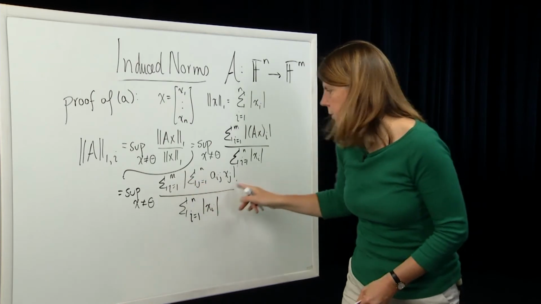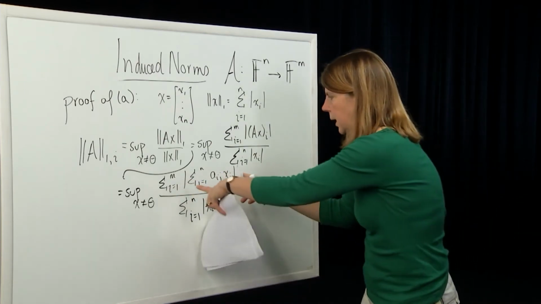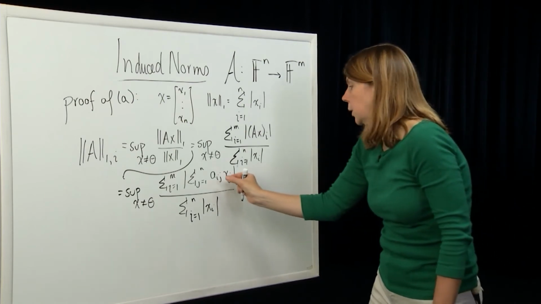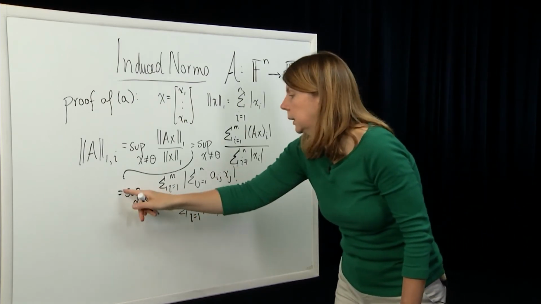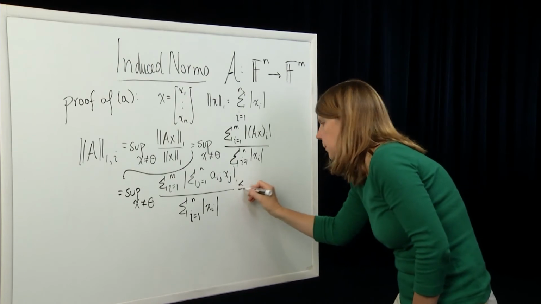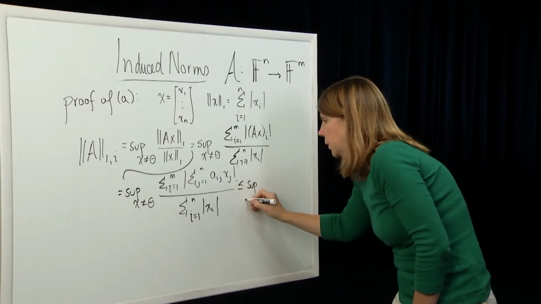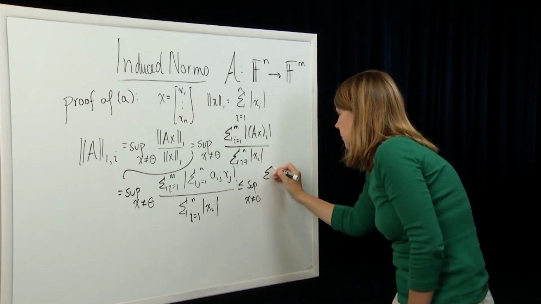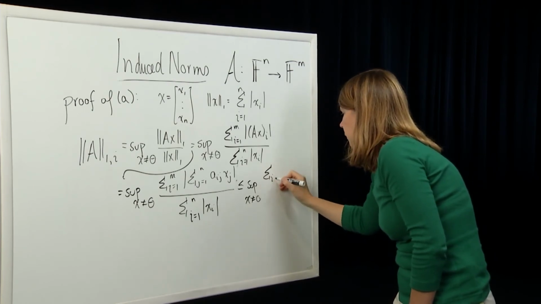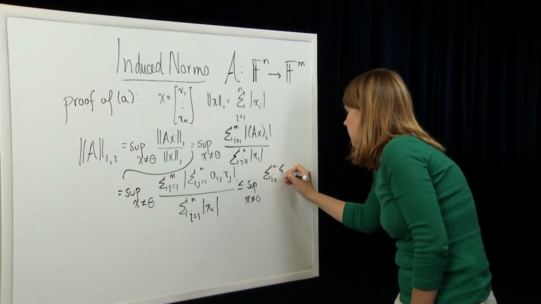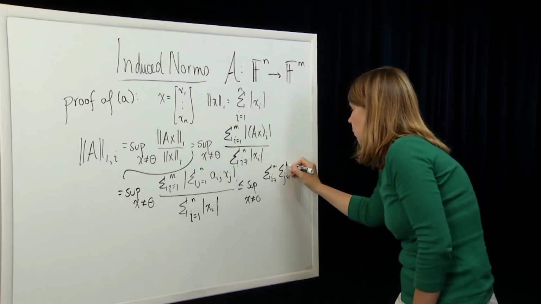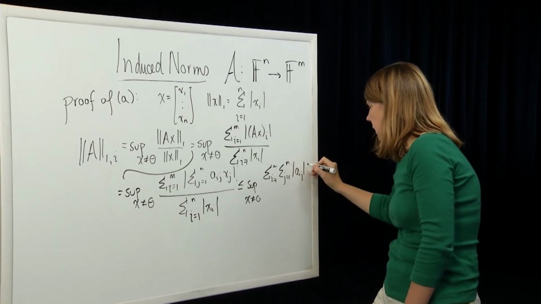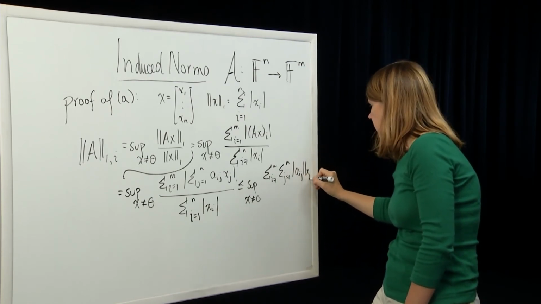Okay, and now I can start to perform some algebra on this. So I'm going to bring the absolute value inside the summation, and then I'll use an inequality here to bound that. So that's going to be less than or equal to the supremum over all x not equal to 0. And then I can just write this as the summation over i from 1 to m, summation over j from 1 to n of the absolute value of aij xj.